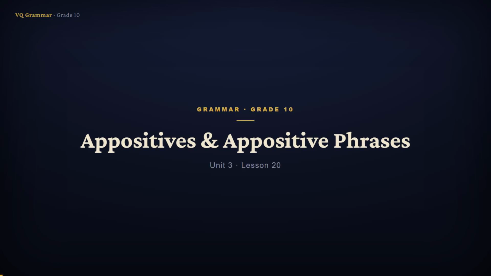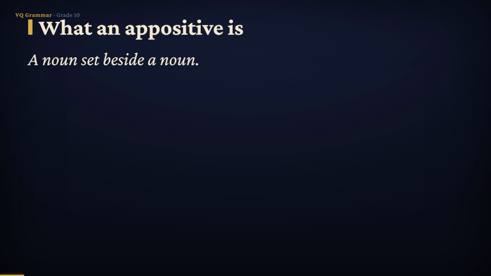This is Unit 3, Lesson 20, and today we're looking at one of the most useful little tools in the language, the appositive. It's the move writers use to slip an extra fact into a sentence without starting a whole new one. And it comes with a comma rule that trips up an enormous number of people. By the end of today, you'll know exactly when those commas belong and exactly when to leave them out. Let's get into it. Let's meet the appositive.